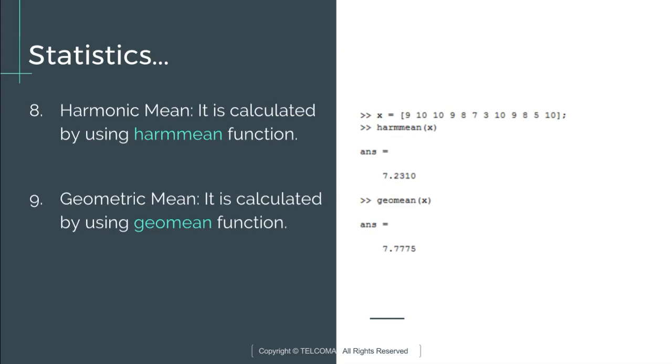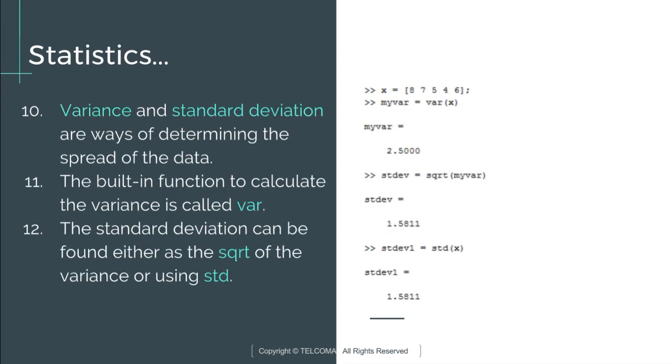Next is harmonic mean and geometric mean. So these means are also calculated by using the harmmean function as well as the geomean function respectively. Next is variance and standard deviation. So these are ways of determining the spread of the data.